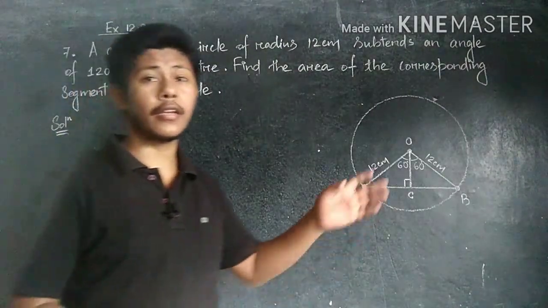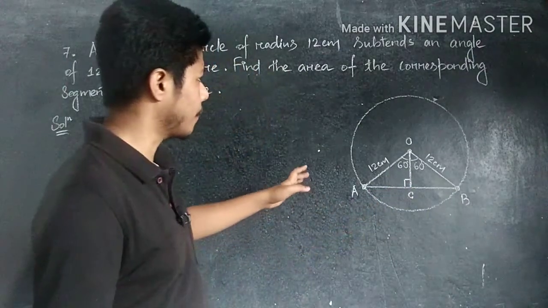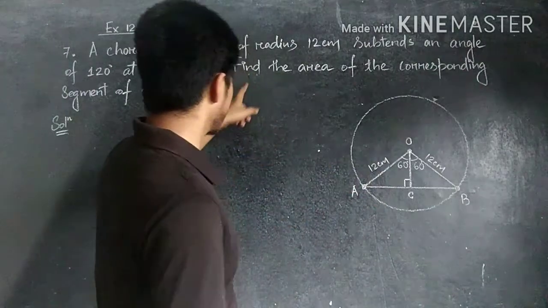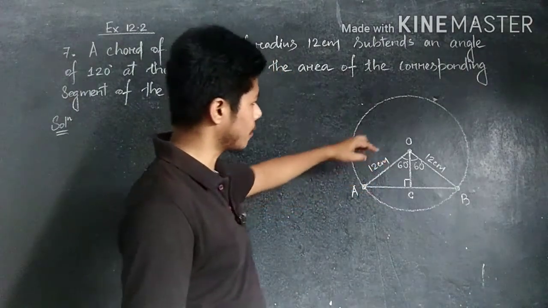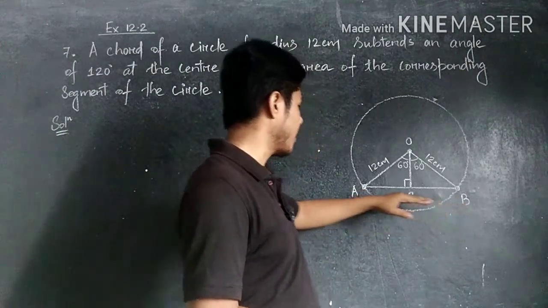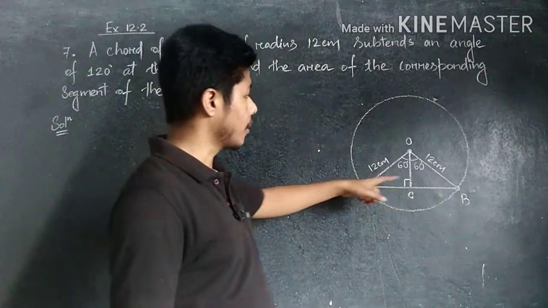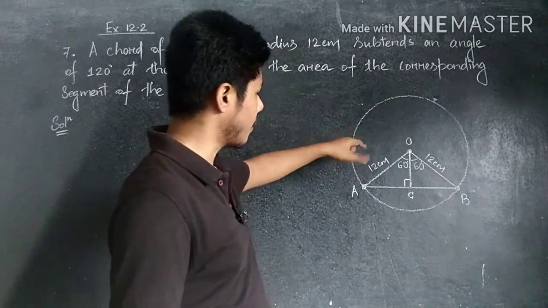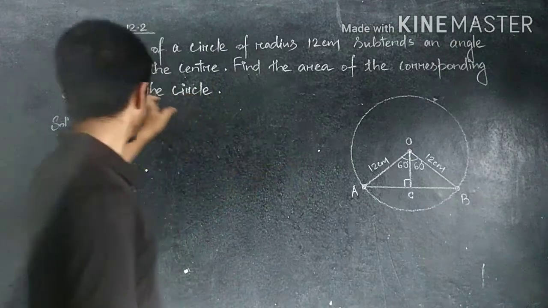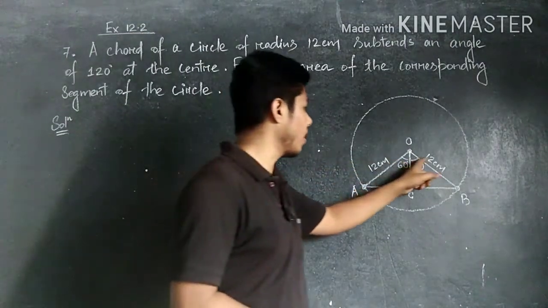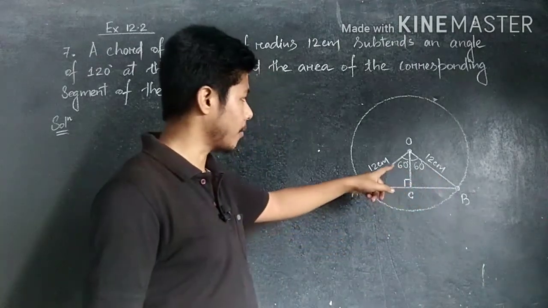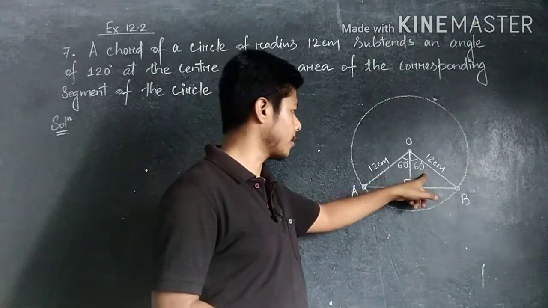If you see the diagram given, first of all this is a circle, and the radius is given as 12 centimeter, so O is the center. We consider two points A and B, and AB is the chord. In this chord AB, OA is the radius as well as OB is also the radius. The subtended angle, that means this whole angle, is 120 degree. In the diagram, separately written 60 degree, 60 degree.